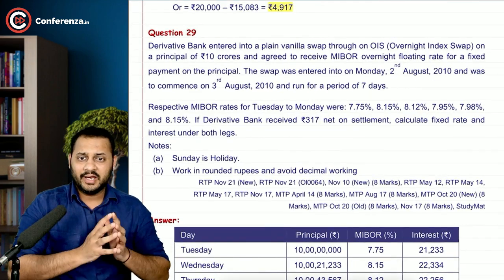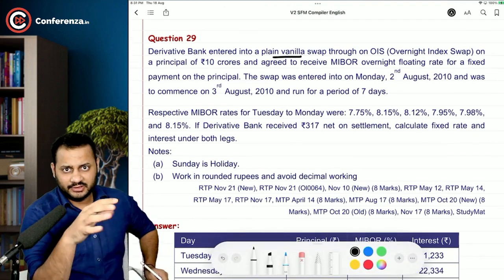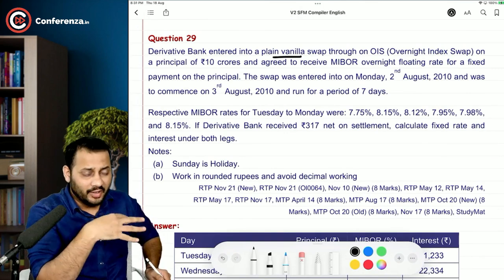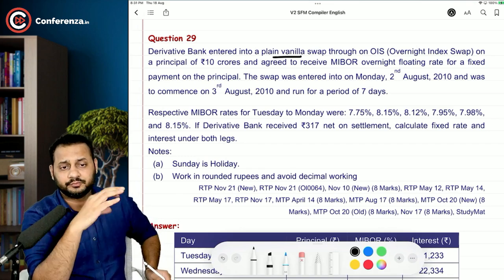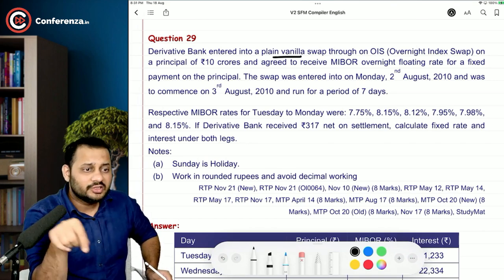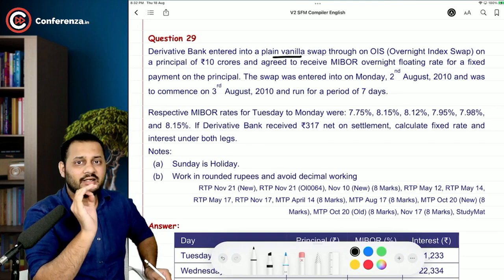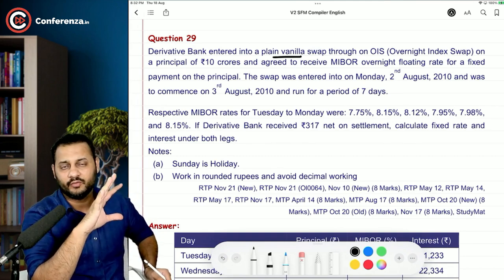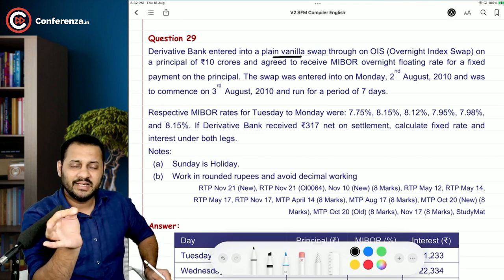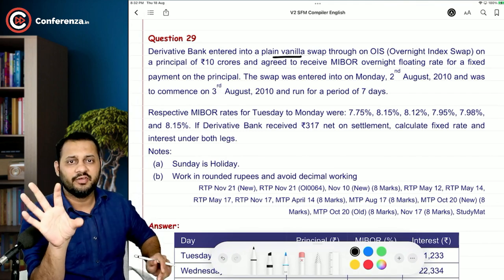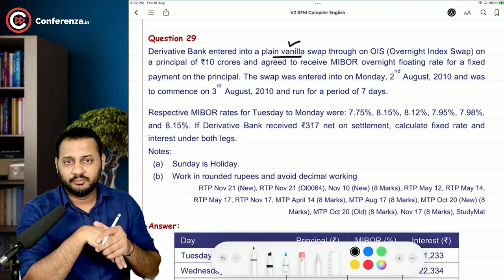Now, a derivative bank entered into a plain vanilla swap. Plain vanilla. I will tell you why the name is vanilla. Just imagine the types of ice cream that you get in the market. There are many types of ice cream available: mango, strawberry, mixtures, various kinds. But the root or the start of ice cream always starts with vanilla ice cream. That is called the basic ice cream without any mixture, without any combination of two fruits and everything. So in swaps also, the basic type of interest rate swap is fixed versus floating. That's what the plain vanilla swap is.